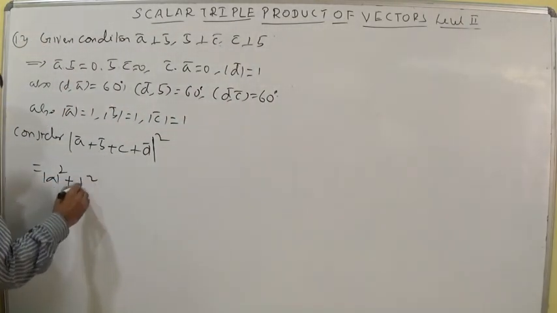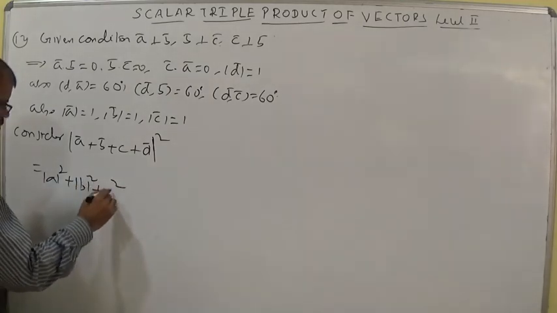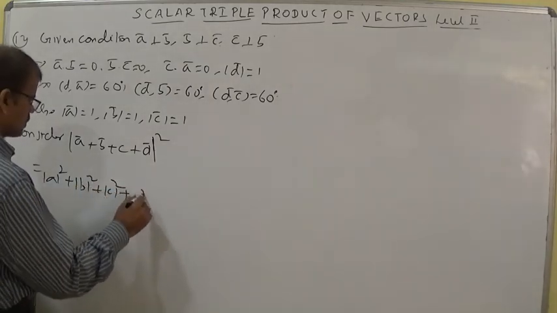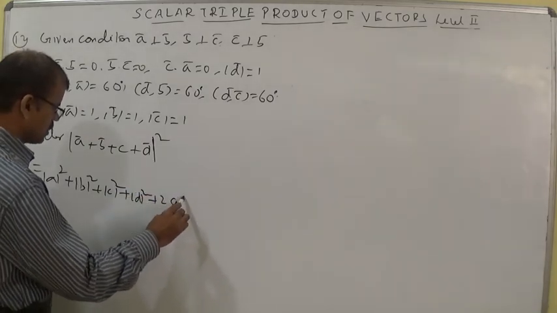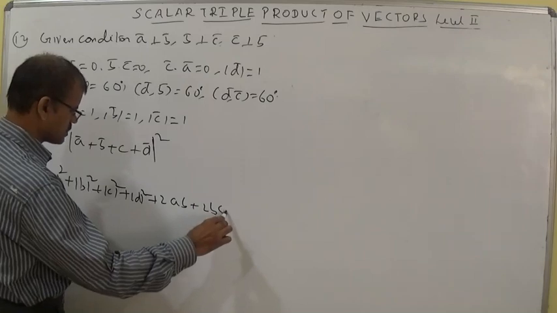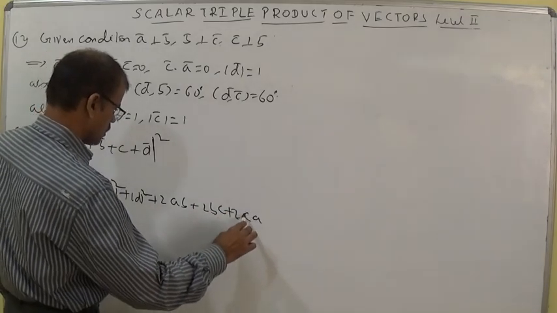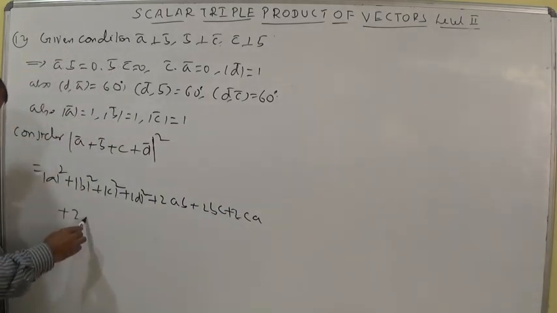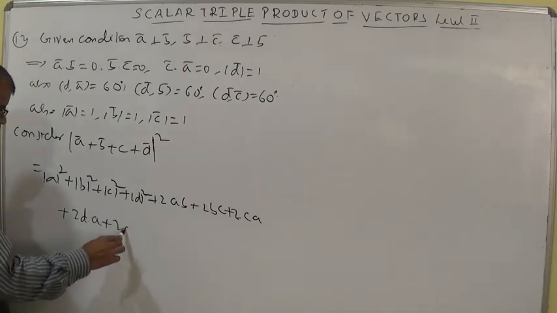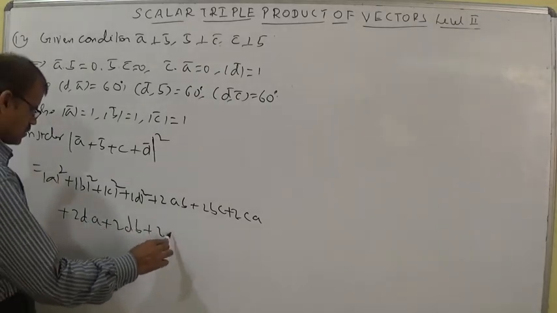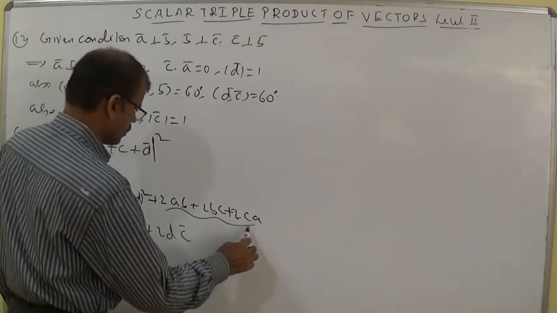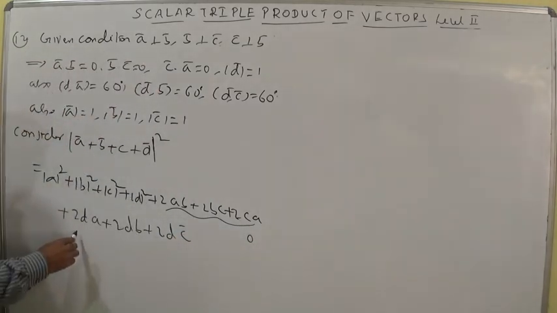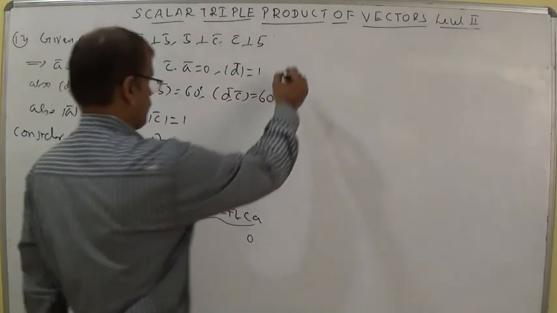The formula of (A bar plus B bar plus C bar plus D bar) whole square is A square plus B square plus C square plus D square plus 2AB plus 2BC plus 2CA plus 2DA plus 2DB plus 2DC. A, B, C are mutually perpendicular, so those dot products are 0. Here D, you should write.